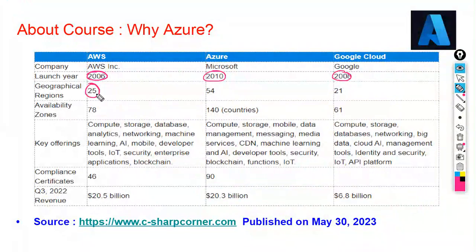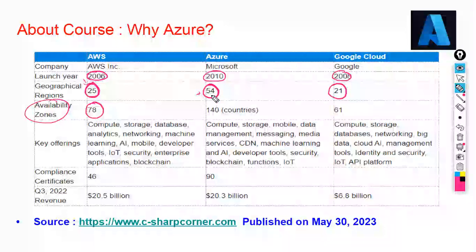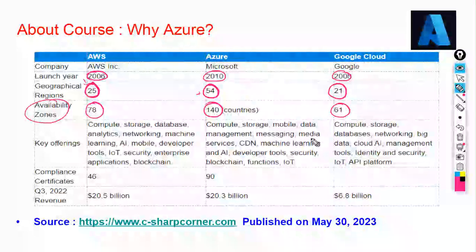It is not the exact number, it was published in 2023, so they might have increased the regions. Approximately 25 regions are there in AWS, around 54, you can say around 60 regions in Microsoft, and around 21 regions in Google GCP. So Azure is leading when you compare the regions. For availability zones, AWS has 78. We will see what an availability zone is. Azure has 140 availability zones, and GCP has 61.